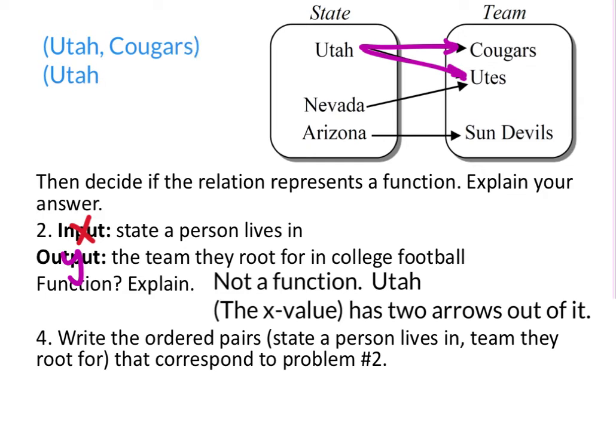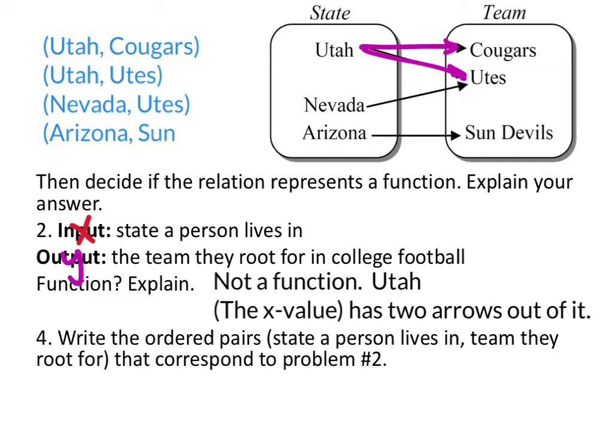The second one is Utah. Then that second arrow points to Utes. And then the third one is Nevada. That's the X value. And then the Y value, Utes again. And then that fourth ordered pair, Arizona, and that arrow points to Sun Devils. There we go. So that is all 4 ordered pairs from this one.